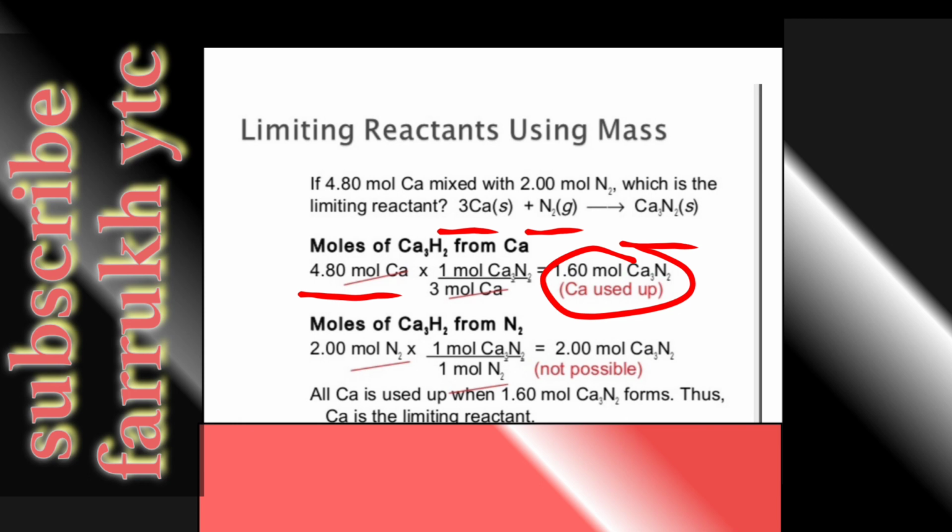The same procedure we will use for nitrogen. If we have 2 mole of nitrogen, and in the equation 1 mole of nitrogen produces 1 mole of calcium nitride, then in the case of 2 mole we divide 1 over 1 and it will produce 2 mole. So here you can see that calcium is producing a smaller number of moles of product as compared to nitrogen. So in this case calcium is the limiting reactant.